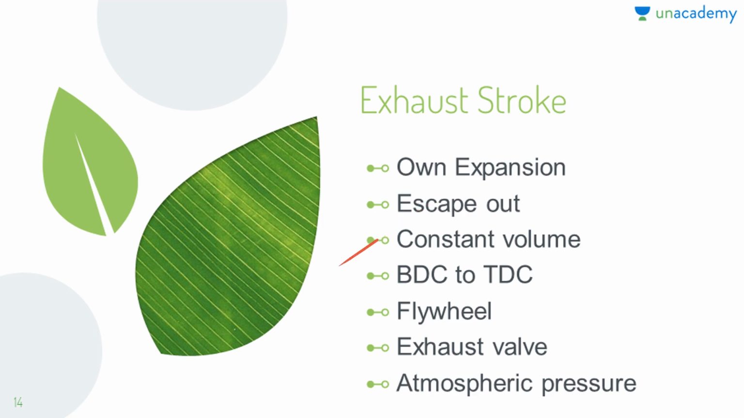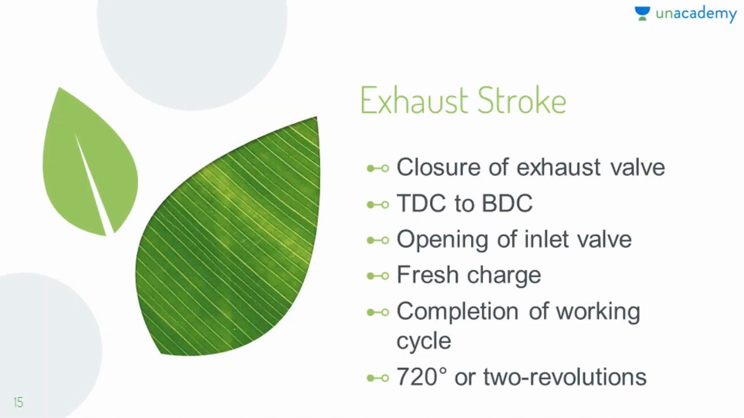The exhaust stroke begins when the piston starts moving from the BDC to the TDC. The energy for this stroke is supplied by the flywheel, which had absorbed it in the previous stroke. As the piston moves upwards, it forces the remaining burnt gases to the atmosphere through the exhaust valve. The exhaust taking place at atmospheric pressure is shown by the line BA. And when the piston reaches the TDC, the exhaust valve closes and the working cycle is completed.